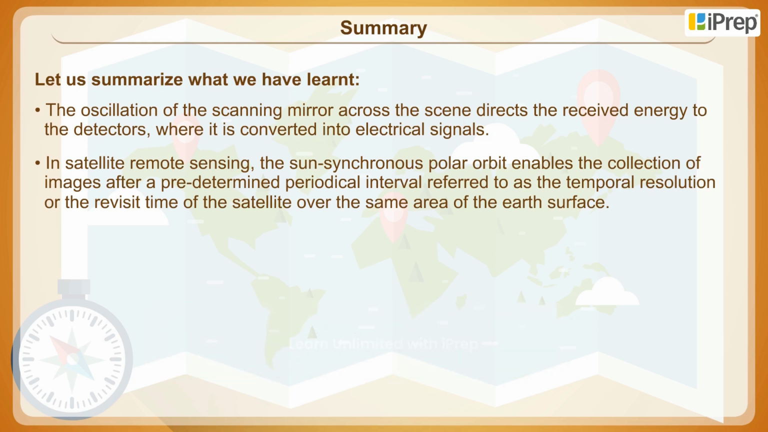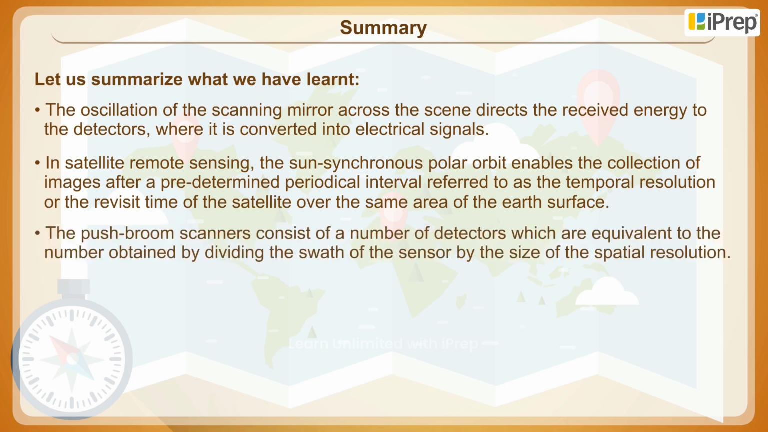In satellite remote sensing, the sun-synchronous polar orbit enables the collection of images after a predetermined periodical interval, referred to as the temporal resolution or the revisit time of the satellite over the same area of the Earth's surface. The push broom scanner consists of a number of detectors which are equivalent to the number obtained by dividing the swath of the sensor by the size of the spatial resolution.